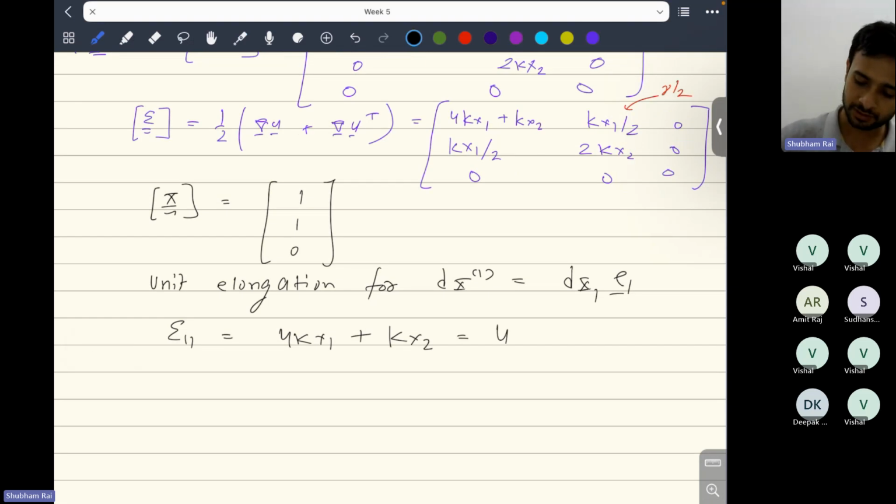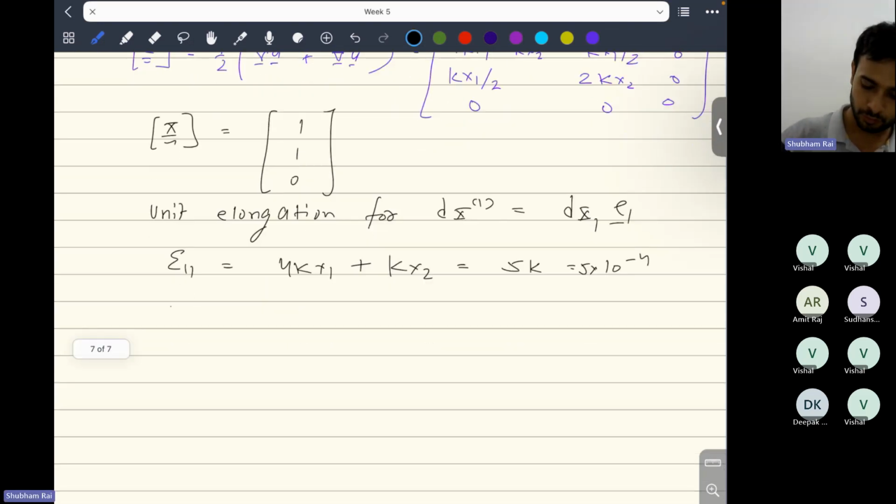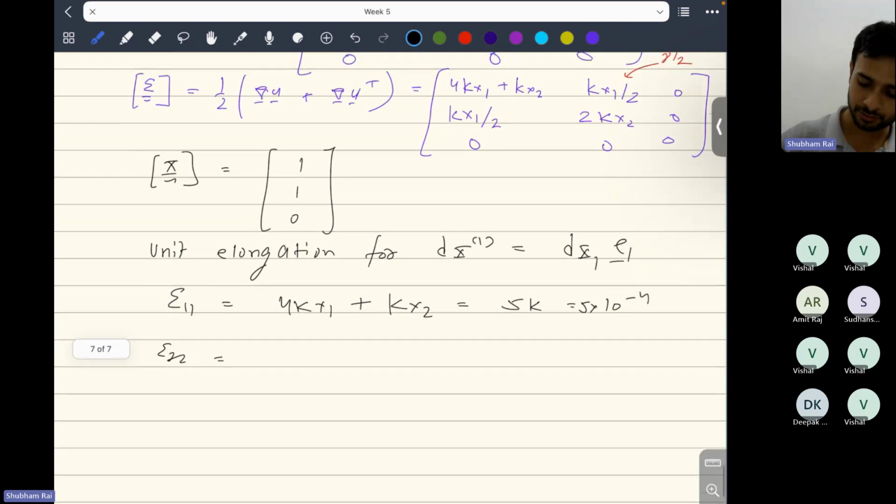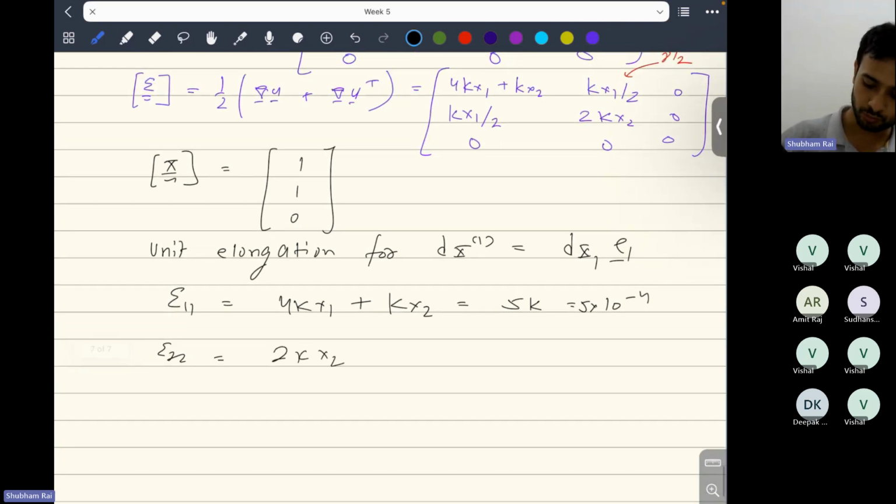Now let's put in the coordinates of this point. You get 4k plus k, so that is 5k, which gives 10 to the power minus 5 into 10 to the power minus 4. Then epsilon 22 you can also find out. This is the second diagonal element, that is 2k x2. x2 is 1, so you get 2k, so 2 into 10 to the power minus 4.